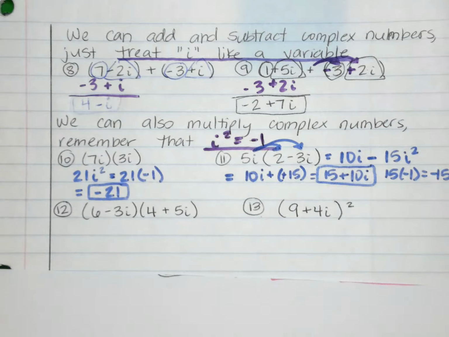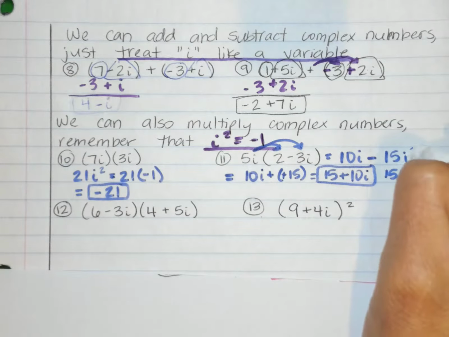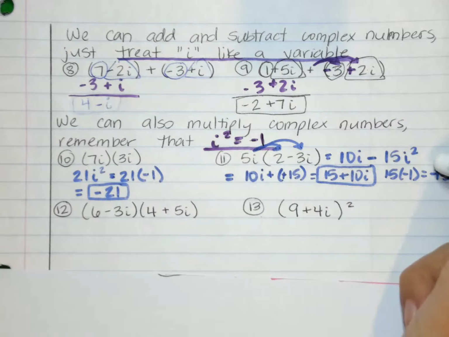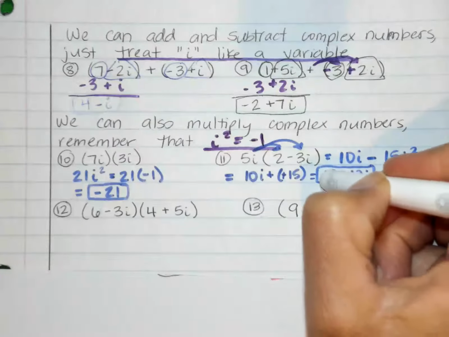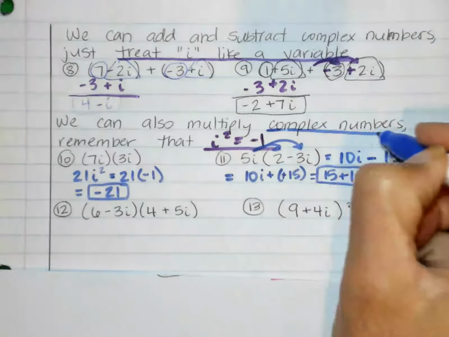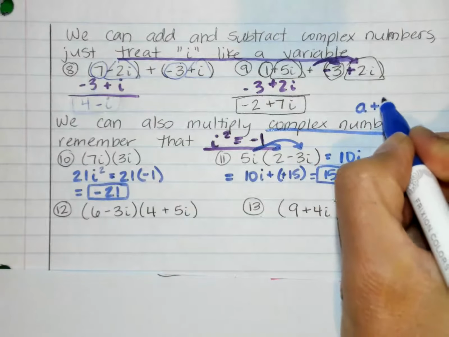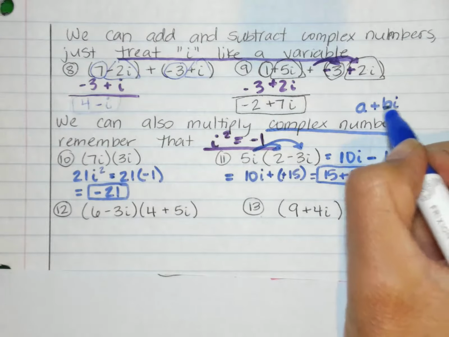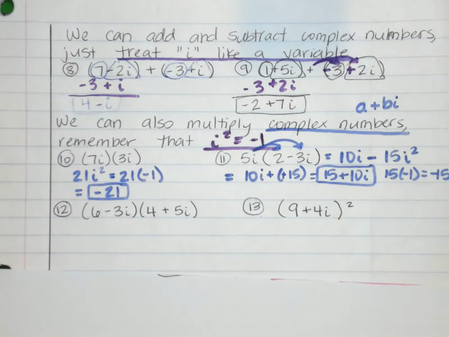Okay, so just be careful of your negatives. Anytime there's an i squared, it's going to change it to be negative. So it's minus a negative and it becomes plus. You also want to write the real number first and then the imaginary number second. That's how you always write complex numbers. Again, complex numbers would be a plus bi. Always the real number first and then the imaginary part second.